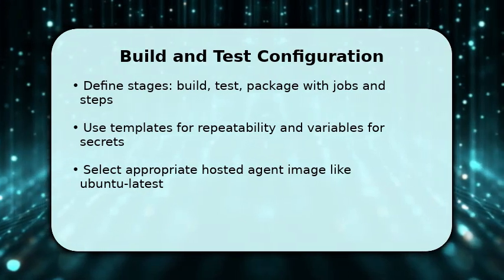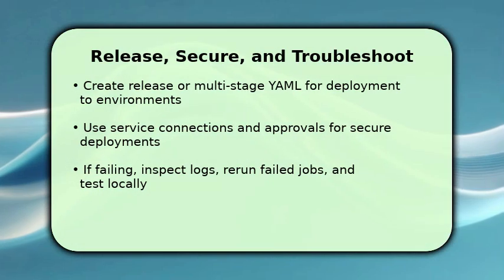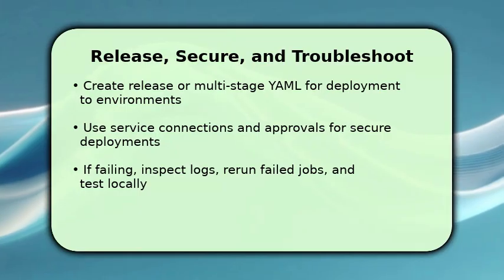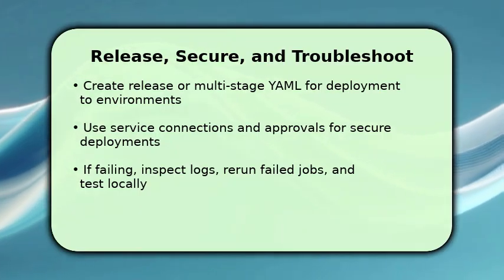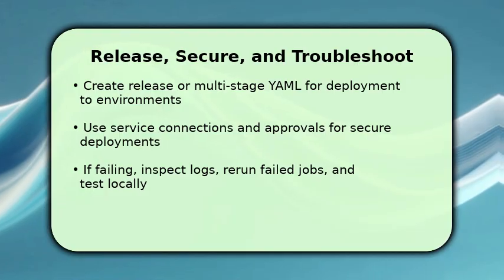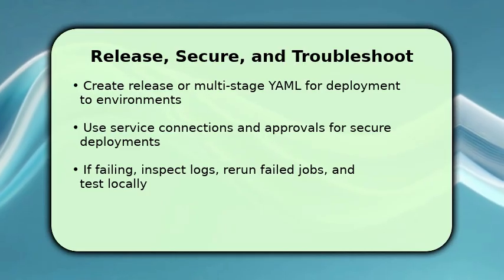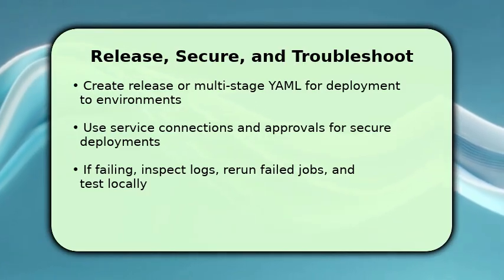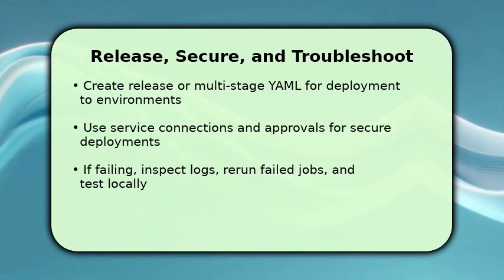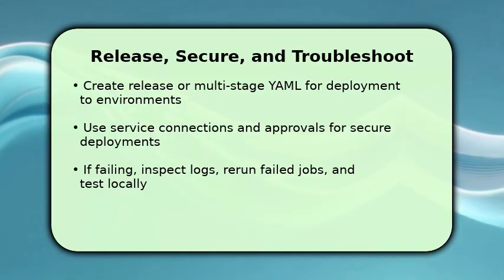You finish by adding deployment stages or a release pipeline that consumes build artifacts and deploys to dev, test, and prod. Configure service connections for target subscriptions and require approvals on sensitive environments to protect production. Once done, enable pipeline retention and artifact publishing for traceability.